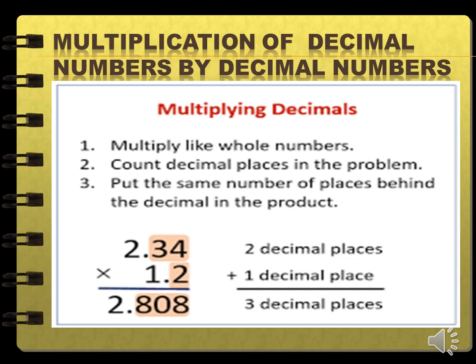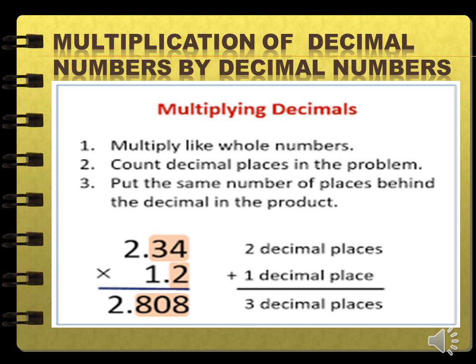Let's see how to multiply a decimal number by a decimal number. As shown on the screen, you can see 2.34 is being multiplied by 1.2. Forget about the decimals. Just find the product of 234 by 12. Once you find the product of 234 by 12, you need to put a decimal sign after 3 digits from the right hand side. So the answer will be 2.808.